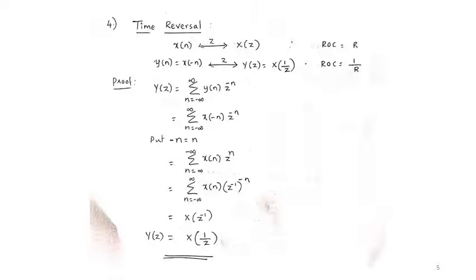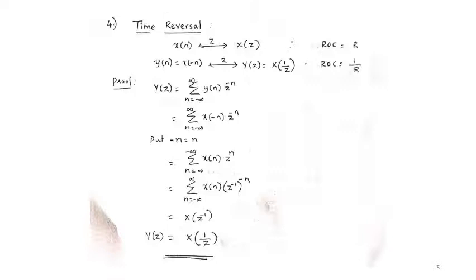So there is no change in the answer if I interchange the limits, because I'm not changing the sign, just interchanging the limits. So n is from minus infinity to plus infinity, x of n, and I write z to the power n as z inverse to the power minus n. Minus and minus cancel, so you get z to the power n. Now comparing with the standard form of Z transform equation, here z is replaced by z inverse. So I'll write this as x of z inverse, which can be written as x of 1 by z. So this is my y of z. This is called the time reversal property.